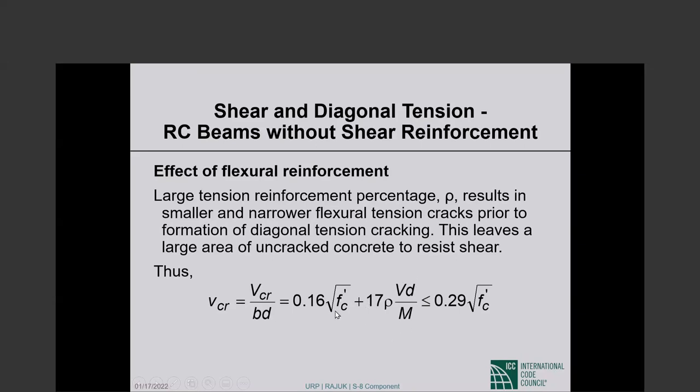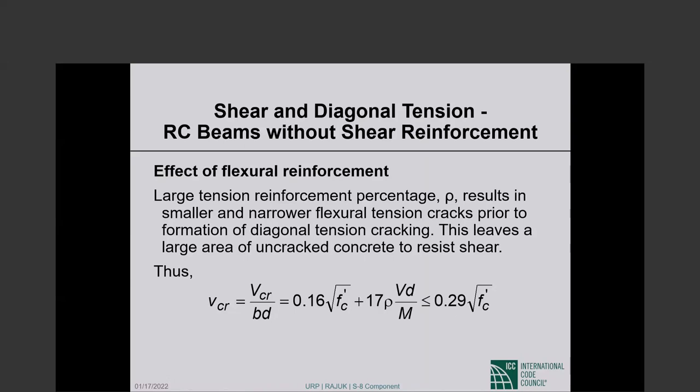This is everything I'm showing, that number is experimentally derived based on a lot of testing. Okay? So the cracking strength, this is flexure shear cracking strength, is the concrete contribution 0.16 square root of f sub c prime plus the contribution of the longitudinal steel, the steel that is there for bending. Okay? And so it is given by that expression, and the two together must be no higher than the web shear cracking strength of 0.29 square root of f sub c prime.